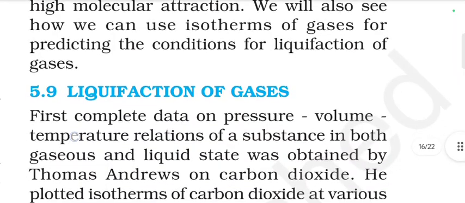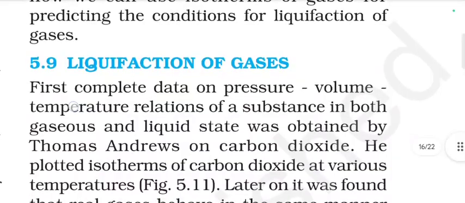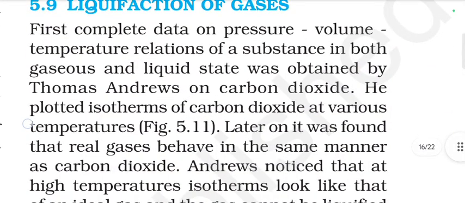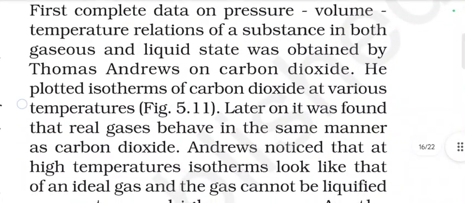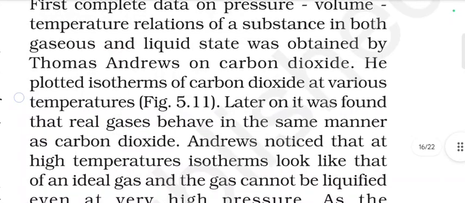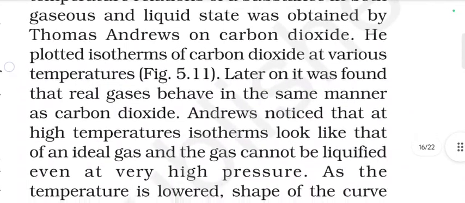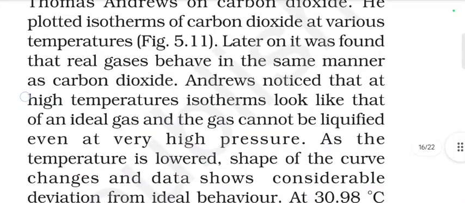We will also see how we can use isotherms of gases for predicting the conditions for liquefaction of gases. Liquefaction of gases. First complete data on pressure, volume, temperature relations of a substance in both gaseous and liquid state was obtained by Thomas Andrews on carbon dioxide. He plotted isotherms of carbon dioxide at various temperatures.